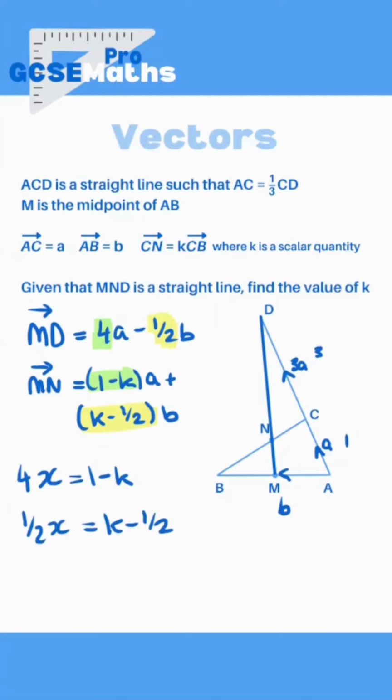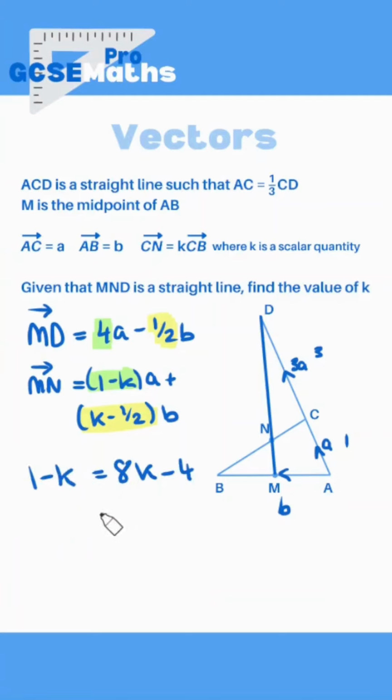Now we have simultaneous equations. We want to solve them to find K. So effectively get rid of the X. First of all, we don't really care what that is, and find K. You might use elimination or substitution, it's up to you, and solve for K. In this case, they've asked for K, and we found out that K is 5/9. There's our answer. So CN is 5/9 the size of CB.